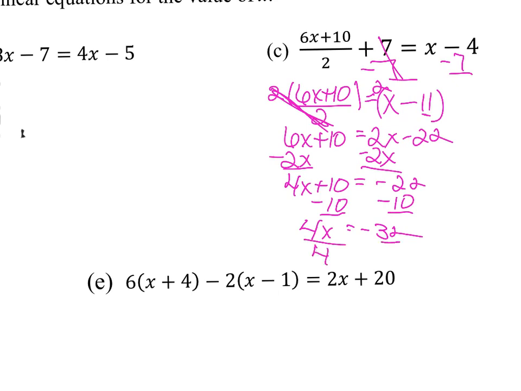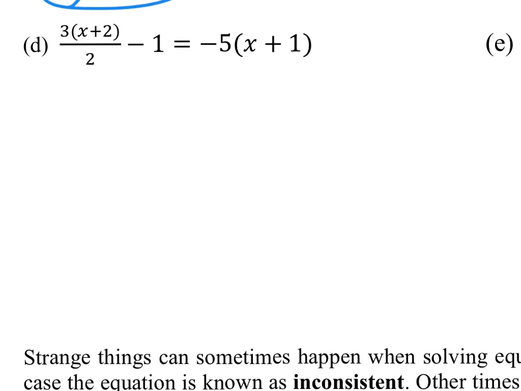So the next thing I'm going to do is divide both sides by 4. X equals negative 8. Okay, part D is getting more complicated. It looks similar to the one before, but on the right side, I have to distribute.